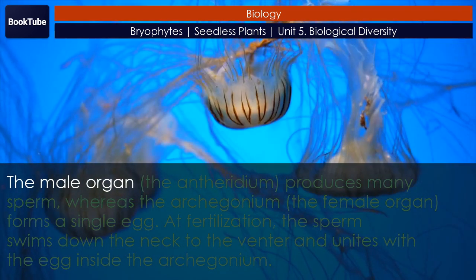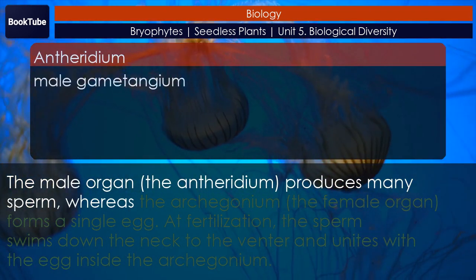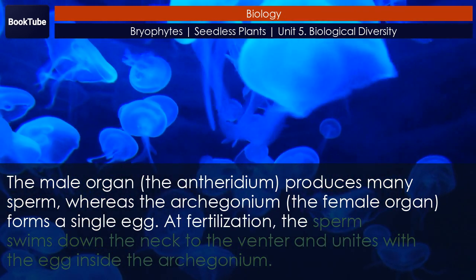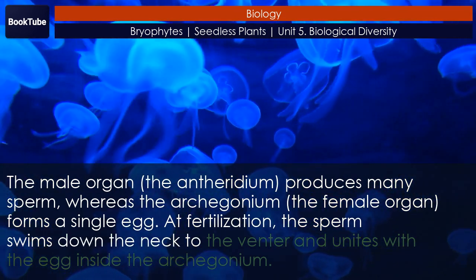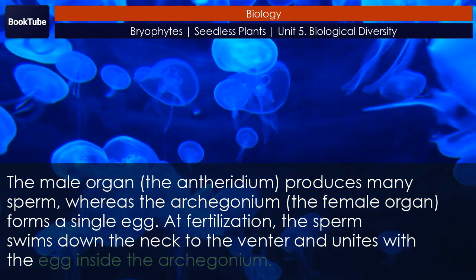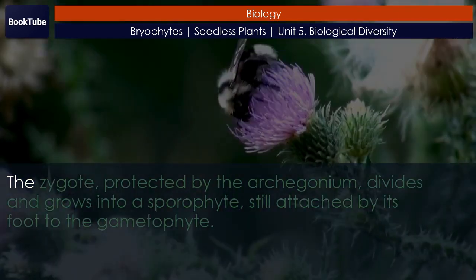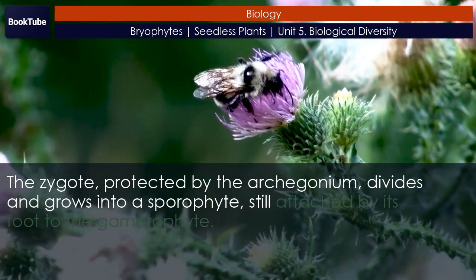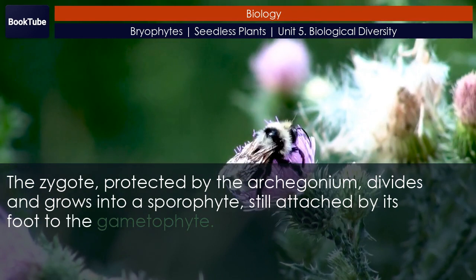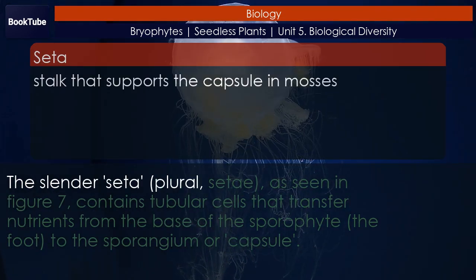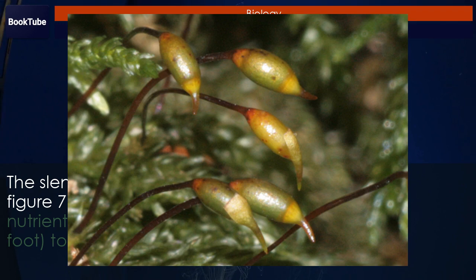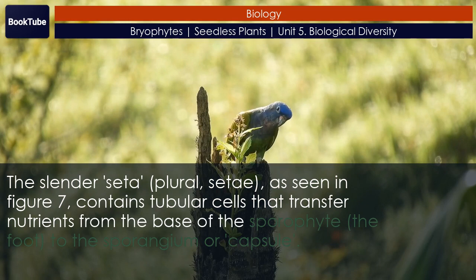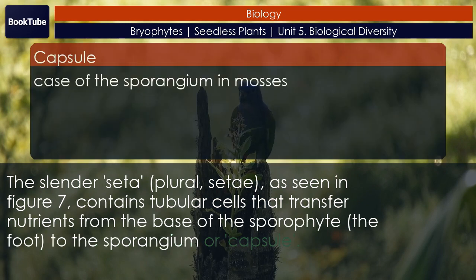The male organ, the antheridium, produces many sperm, whereas the archegonium, the female organ, forms a single egg. At fertilization, the sperm swims down the neck to the venter and unites with the egg inside the archegonium. The zygote, protected by the archegonium, divides and grows into a sporophyte, still attached by its foot to the gametophyte. The slender seta, plural setae, as seen in Figure 7, contains tubular cells that transfer nutrients from the base of the sporophyte, the foot, to the sporangium or capsule.